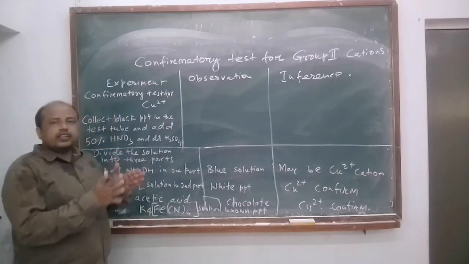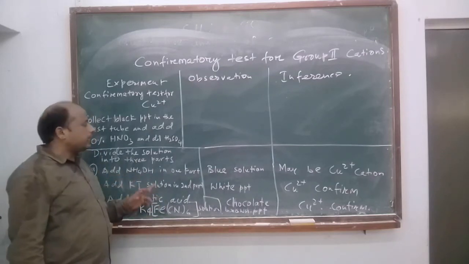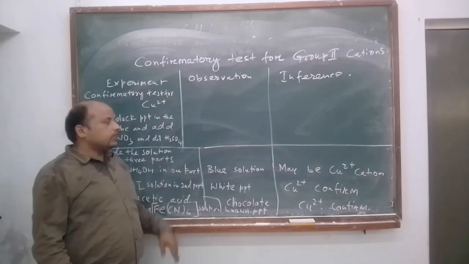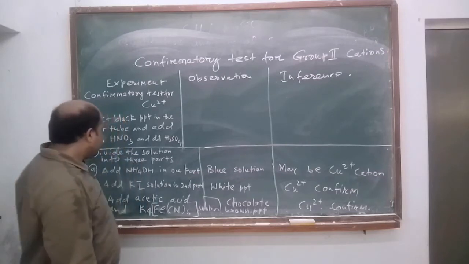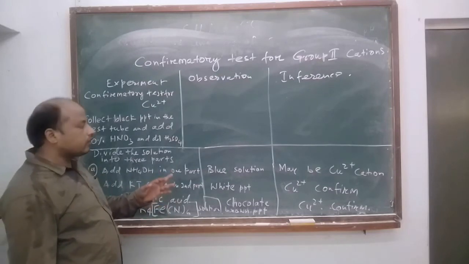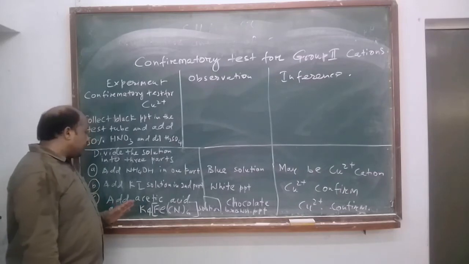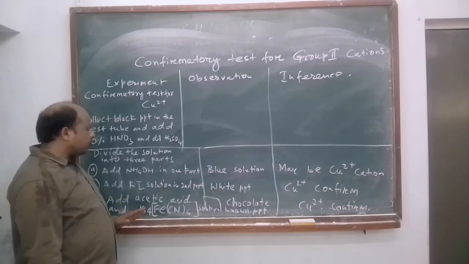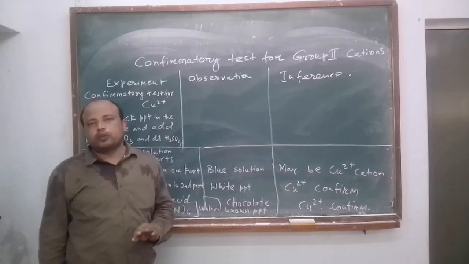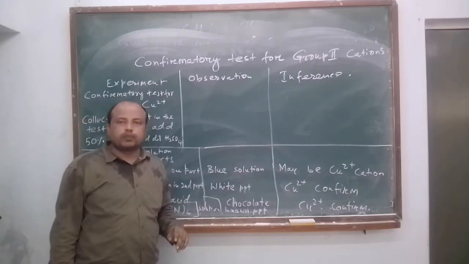Now we have to divide the solution into 3 parts, and in the first part we have to add NH4OH. If a blue colored solution appears, then it may be the copper cation. In the second part we have to add KI solution. If a white precipitate is obtained, copper is confirmed. And in the third part, we have to add acetic acid and K4FeCl6 solution. So what will happen? A chocolate brown precipitate will be obtained, and thus we confirm that the cation present in the given salt sample is copper.